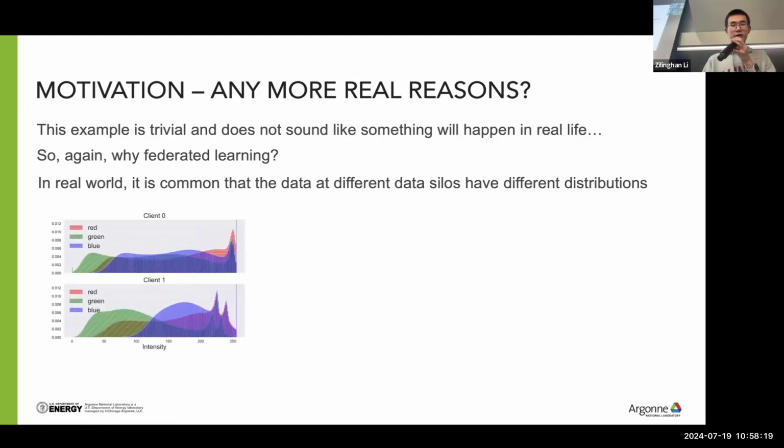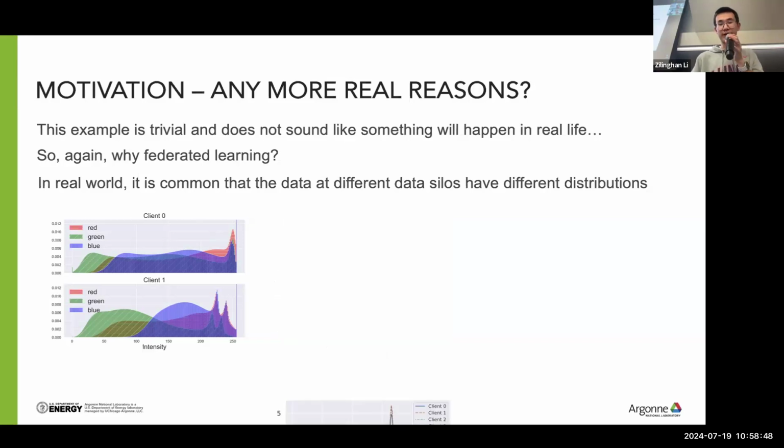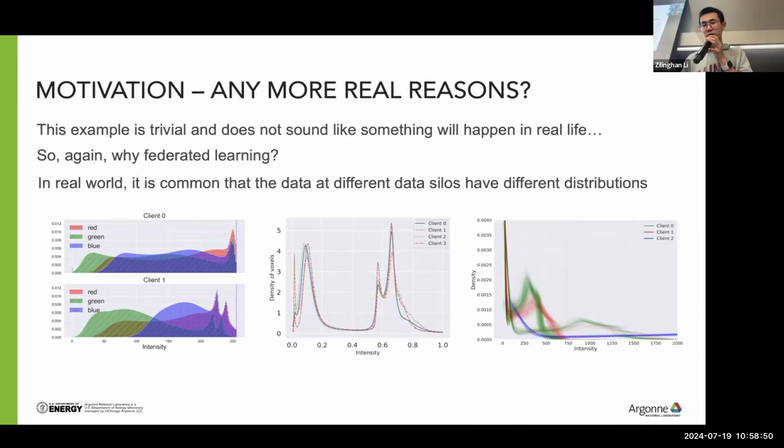Here we have 2 data silos, or we say 2 clients, and each client has an image data set on their local data silo. And we can see the RGB distribution of these 2 data sets. They vary a lot. And here, this is the density and intensity plot for another type of data for 4 clients, and they also have some variations. The same thing for this third plot.